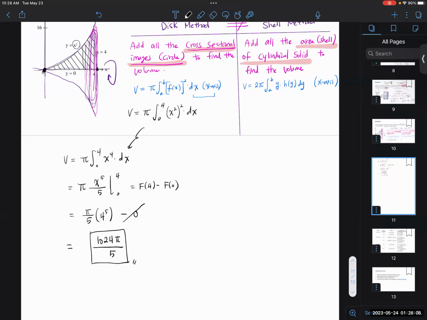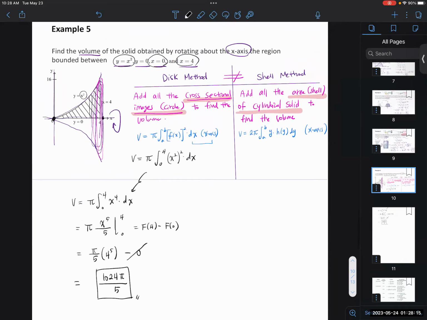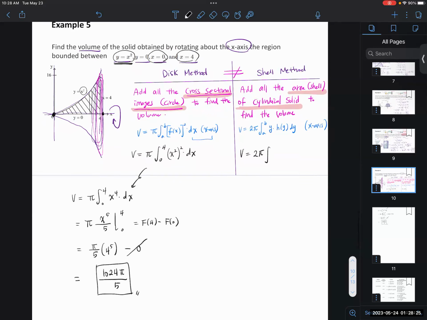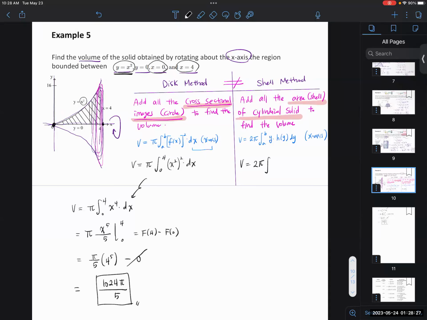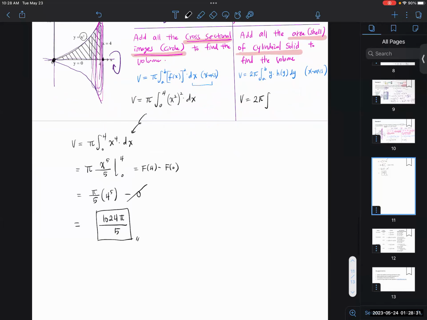So let's do the shell method. To find the shell method, the given function should be represented by the y variable. We have volume equal to 2 pi, and then everything should be with respect to the y variable. We're going to go step by step.